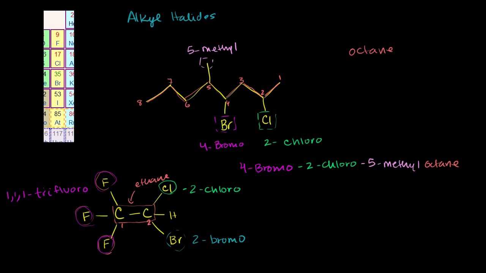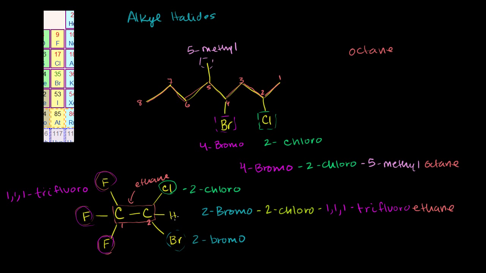So this is going to be 2-bromo, 2-chloro, and then we have 1,1,1-trifluoroethane. I wanted the same shade of green. Now, I want to make one thing clear when you do this.